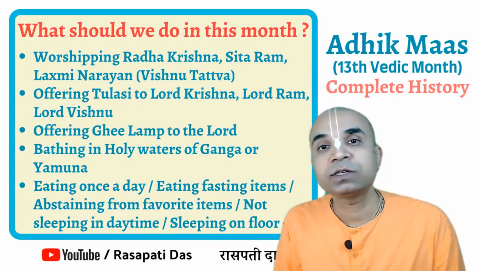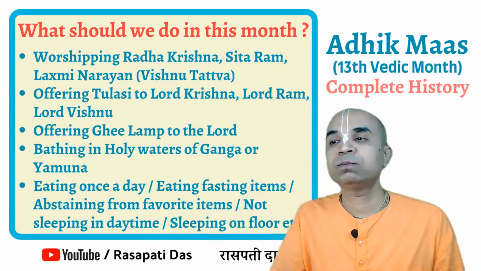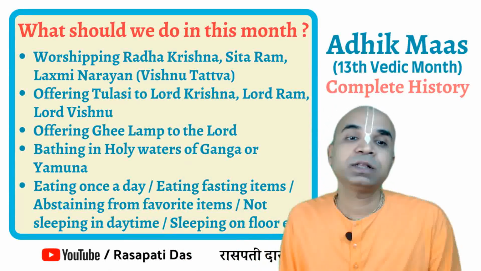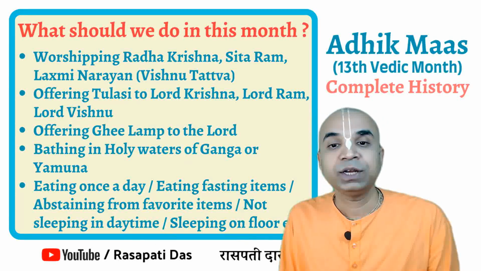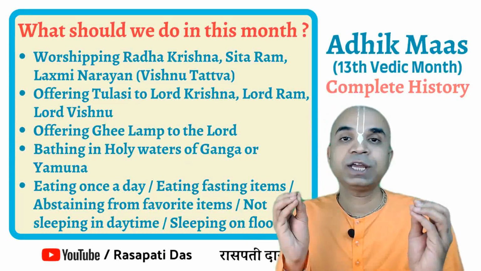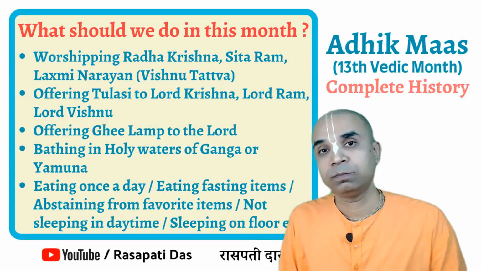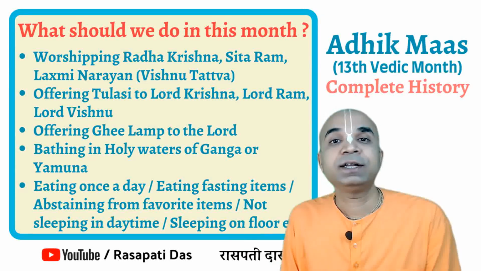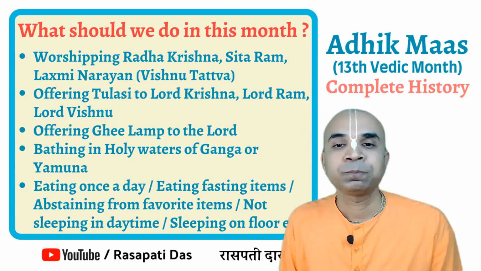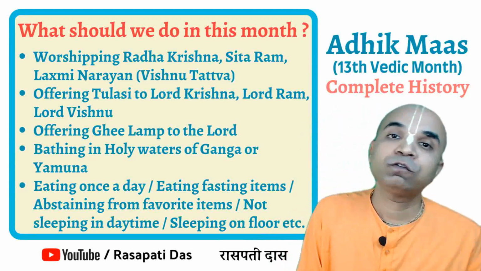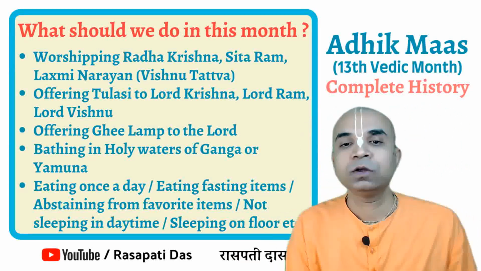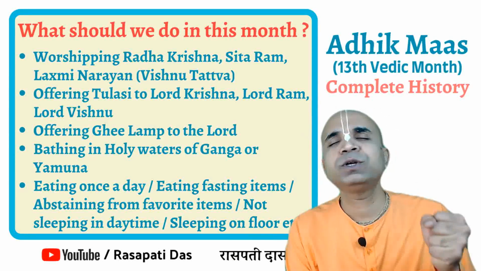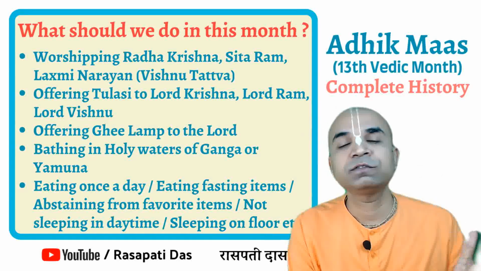Bathing in the holy rivers, holy waters like Ganga, Yamuna. If we don't have, we can put some drops in our bathing water. Some austerities, some tapasyas are also mentioned for this month, like eating once a day. Many people follow it. Eating fasting items like we use on Ekadashis, those items we can eat. Or morning fasting items, evening, grains. Abstaining from some favorite items, giving up some favorite food which we like. Not sleeping in daytime, sleeping on the floor. Many things people follow in this month. But we should follow as per our capacity. And the main purpose is to intensify spiritual activities, not just boast about our austerities.